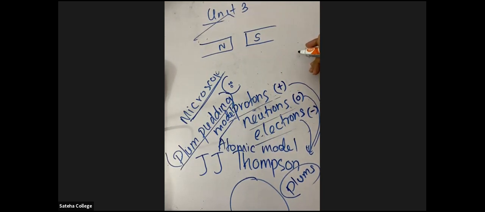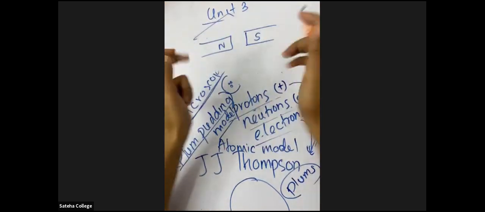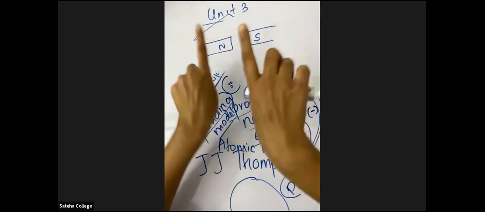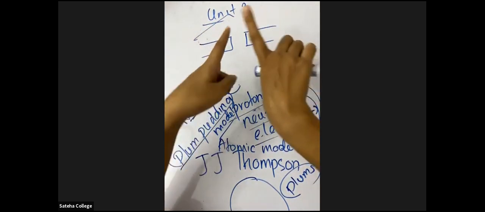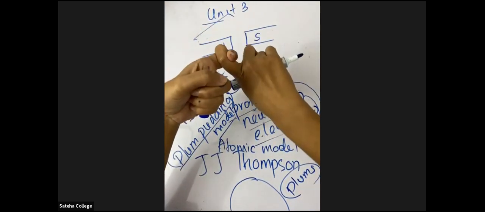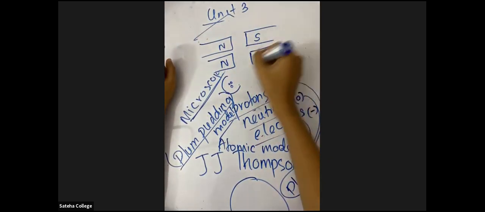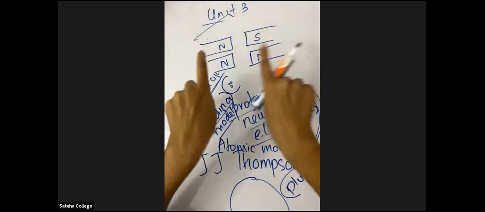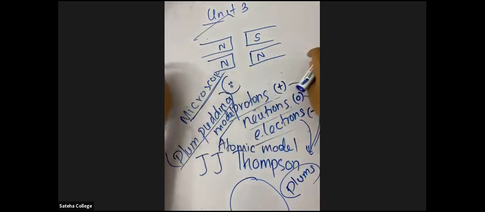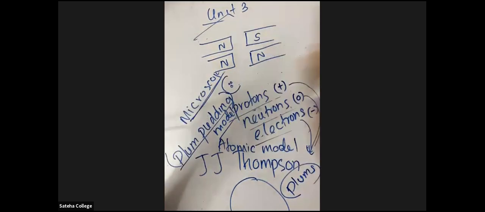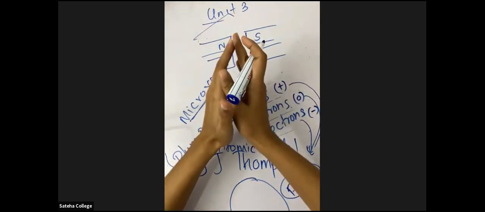Attraction or repulsion? Attraction, right? So same like that, if you have the opposite poles, it will attract. If you have the same pole, now say you have a girl and a girl. Girl, attraction or repulsion? Repulsion, right? So they will go away.